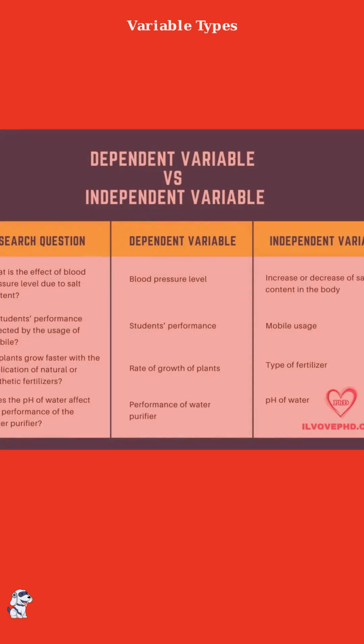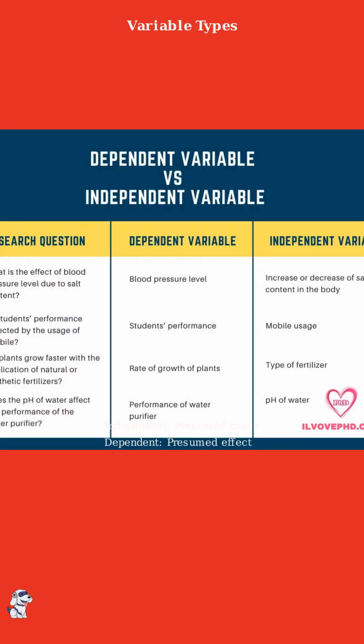In cross-tabulation, we distinguish between independent and dependent variables. Independent variables are the presumed causes or factors we think might influence outcomes. Dependent variables are the presumed effects or outcomes we want to understand.